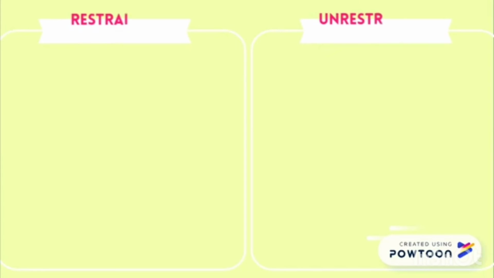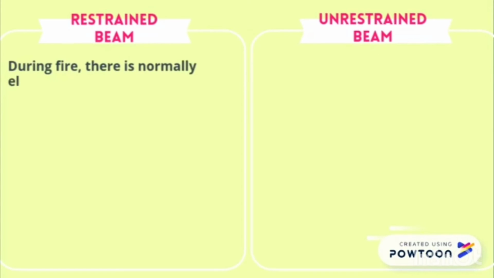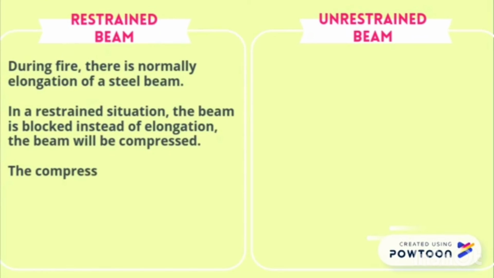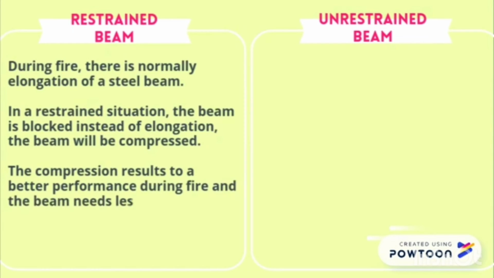During fire, there is normally elongation of a steel beam. In a restrained situation, the beam is blocked, so instead of elongation, the beam will be compressed. The compression results in a better performance during fire, and the beam needs less thickness of SFRM.